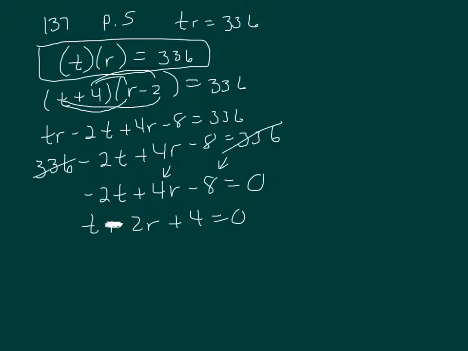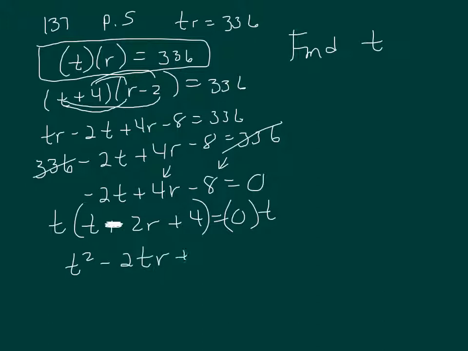Well, I've still got an equation with two variables, T and R. So what do I need to do? Well, I know I'm trying to find time. So I'm going to multiply every term on both sides by either a T or an R, so that I'm left with a T. I want to multiply both sides by T, because I want to keep that T in there. If I multiplied by R, I'd have RT, the very first term, and that would get rid of my T's. And we could get the answer, but this is faster. So this is T squared minus 2TR plus 4T equals 0.